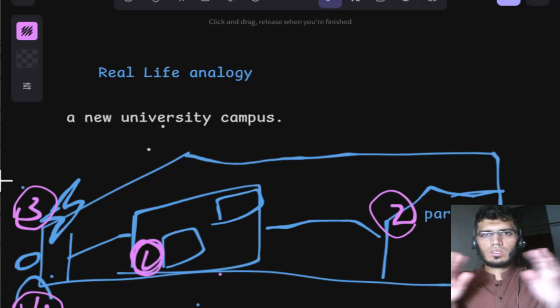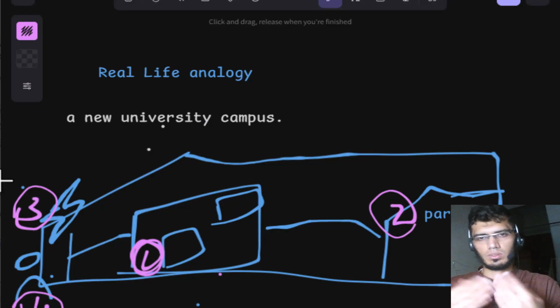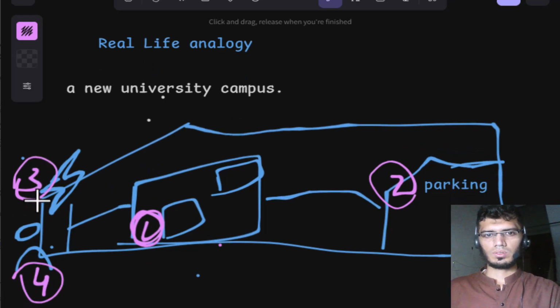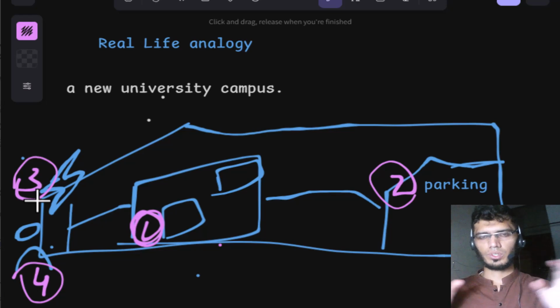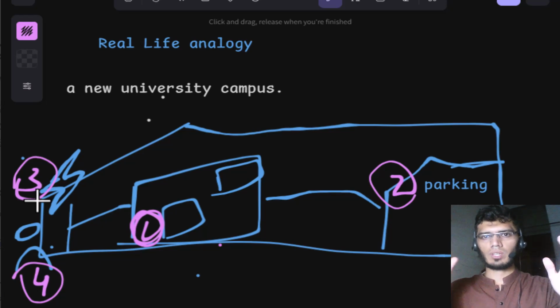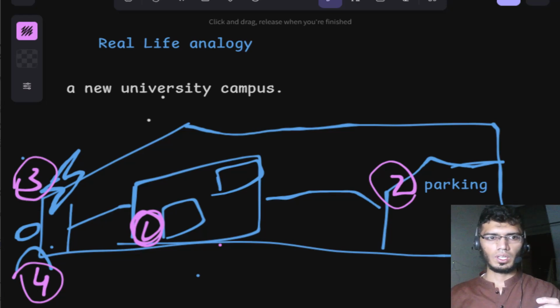Let us understand the system design definition or concept with the help of a real life analogy. Suppose we have to build a new university campus. That is a system, right? Yes, it is a system, because in a university campus there are multiple departments. Like if you are going to make an IT university, there should be a department of data science and a department of cyber security. So there should be a connection between them, right?